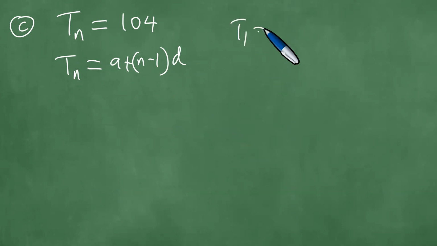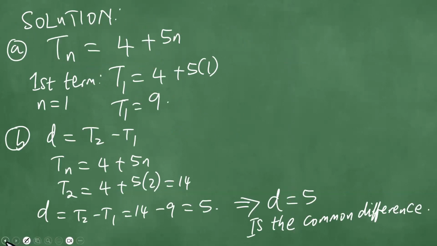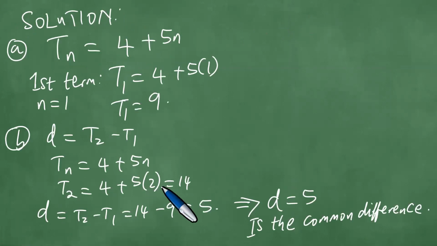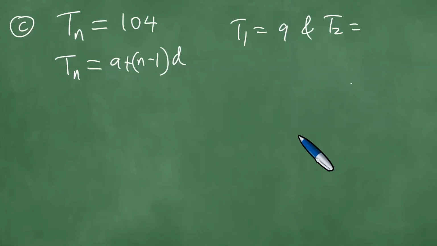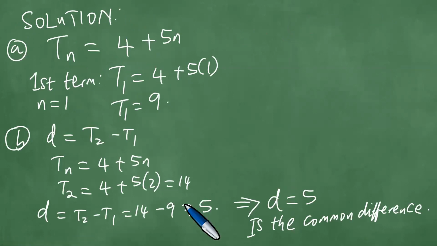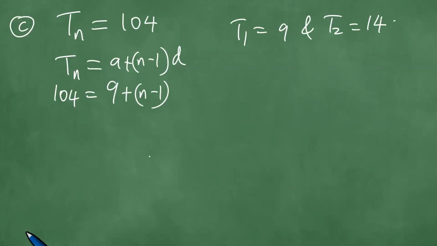Okay, what is the first term? It is 9. What is the second term? The second term is 14. Okay, so this one is 104. The first term is 9. The common difference is what? It is 5. Okay, good. So in the place of D, you put 5.